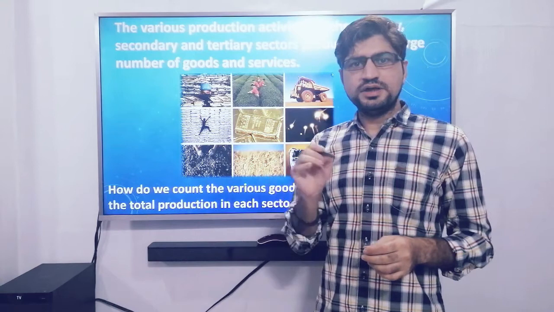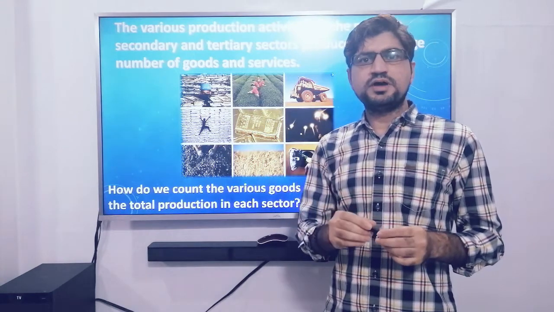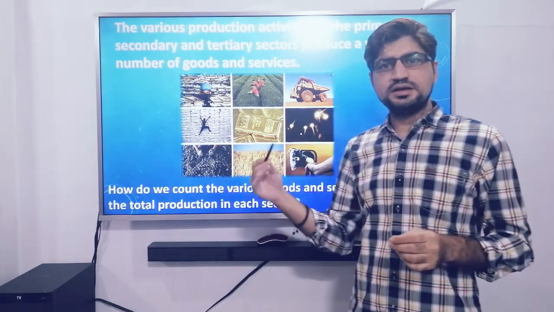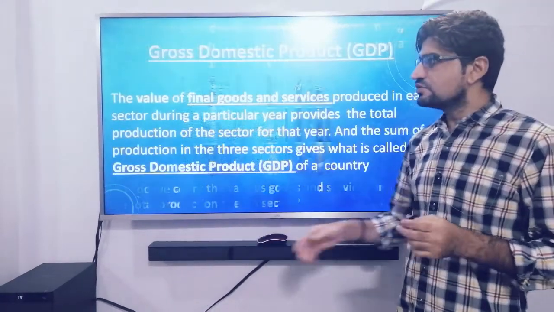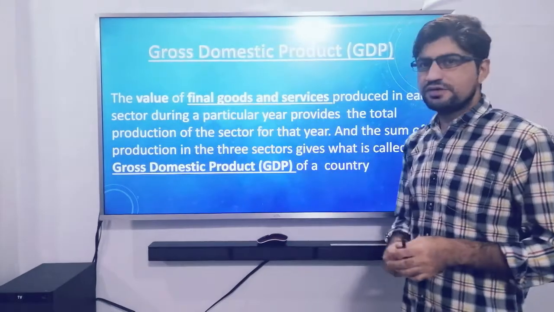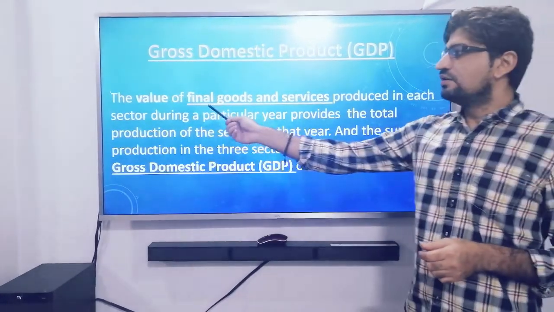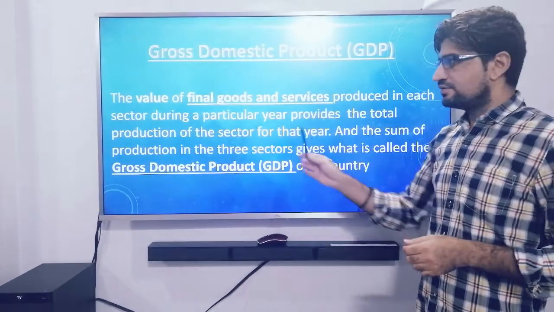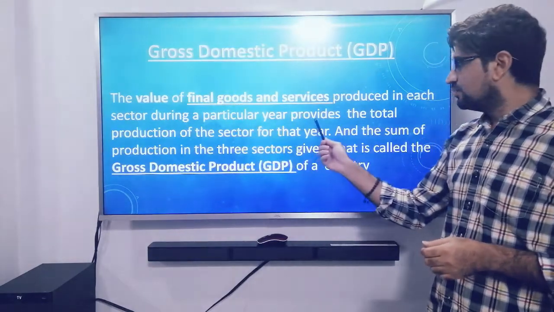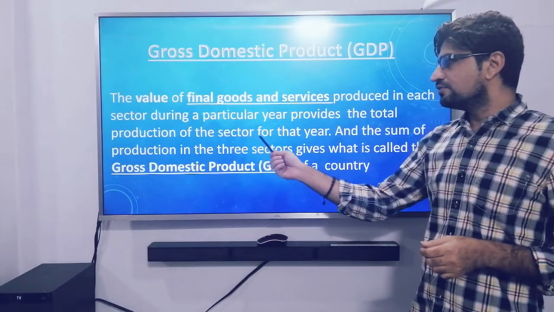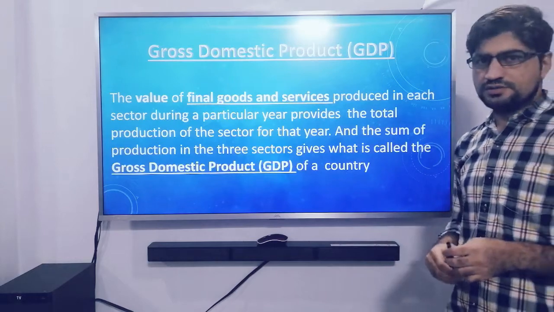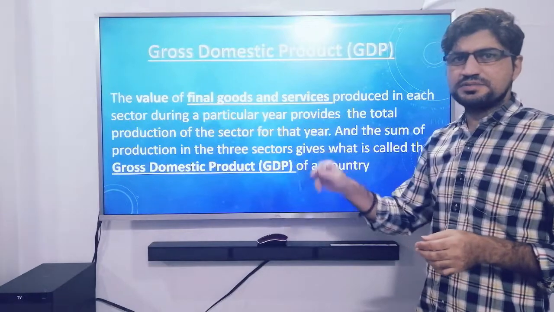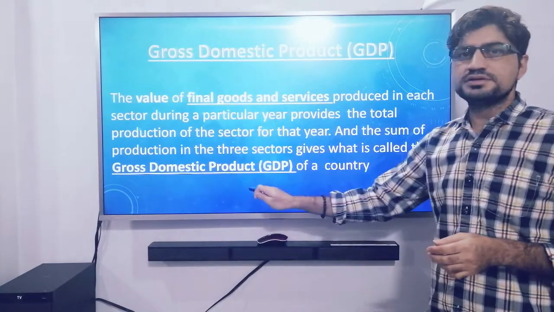And here we count the value of final goods and services of each sector: primary, secondary and tertiary. So yesterday we saw this definition of GDP: the value of final goods and services produced in each sector during a particular year provides the total production of the sector for the year. And the sum of these three sectors, primary, secondary and tertiary, means GDP.